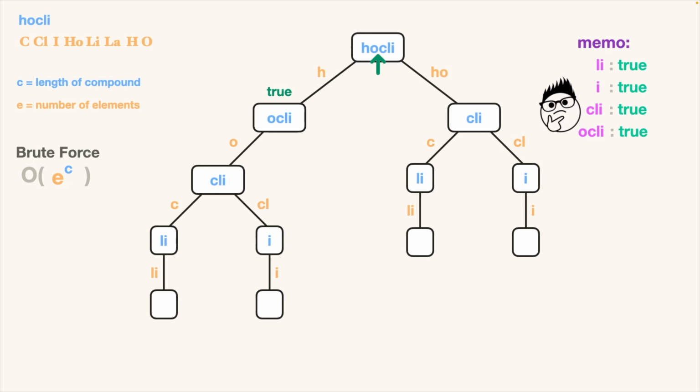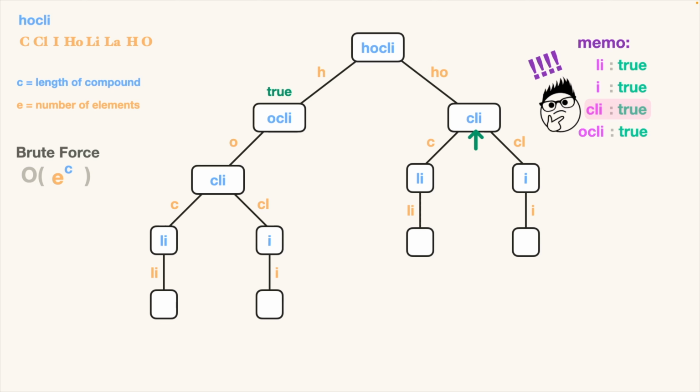Now I try to evaluate at my top level HOCLI, but I haven't yet evaluated in my right subtree. So I need to evaluate that first. And here's the really important part. I'm looking at the subproblem CLI, and what I'll notice is it's already within my memo on the right-hand side. It's right over here. And so I don't need to actually traverse and evaluate all of the children of this node because I already know what the ultimate answer is going to be.